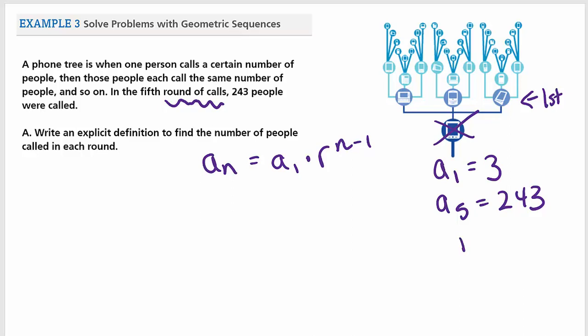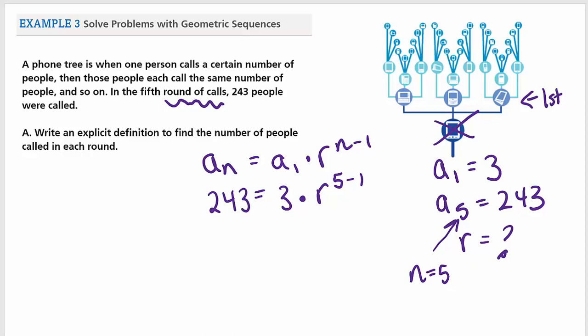What we don't know is r, but we can use the explicit formula to find r. So we're going to plug in what we know. We know that a sub 1 is equal to 3. We do not know r, so we'll leave that as a variable. And then we do have a value for n. When n is equal to 5, a sub n is 243. So I'm going to plug a 5 in here and put 243 on the left-hand side.